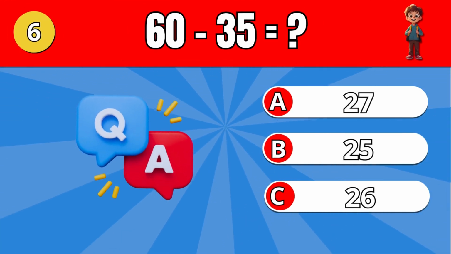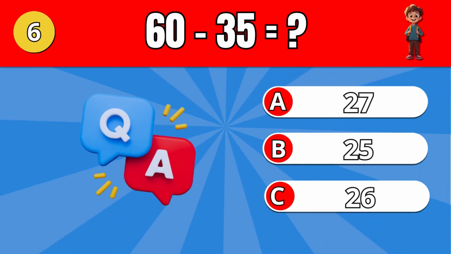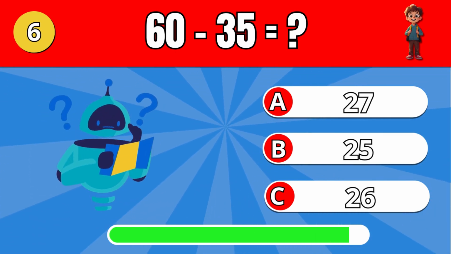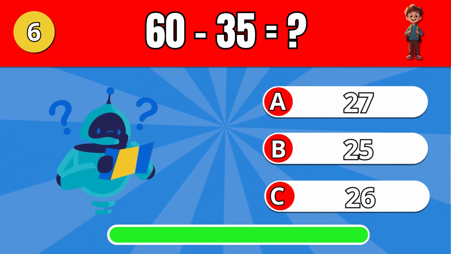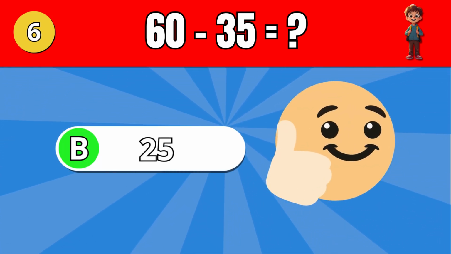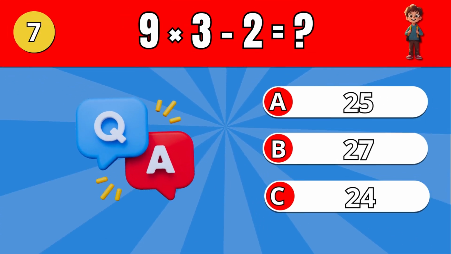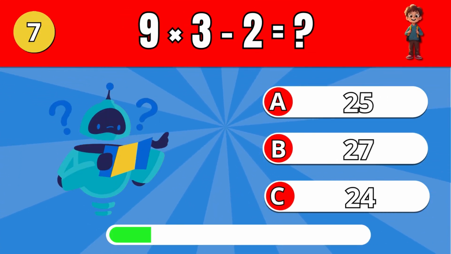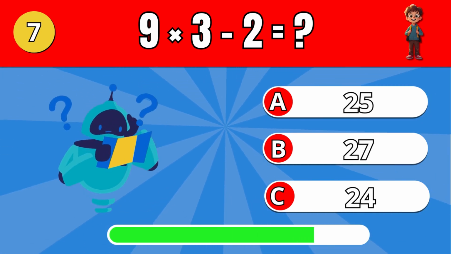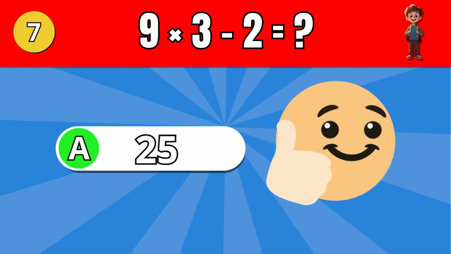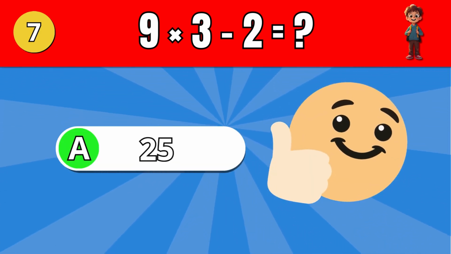What is 60 minus 35? B25. What is 9 times 3 minus 2? A 25.